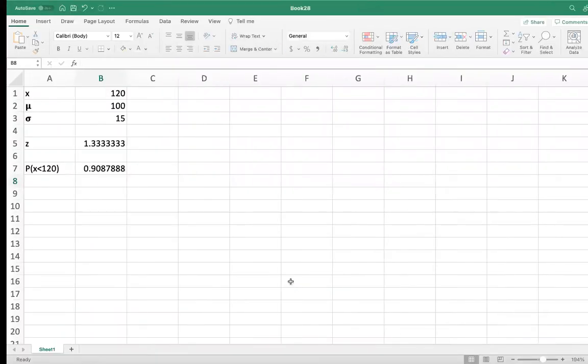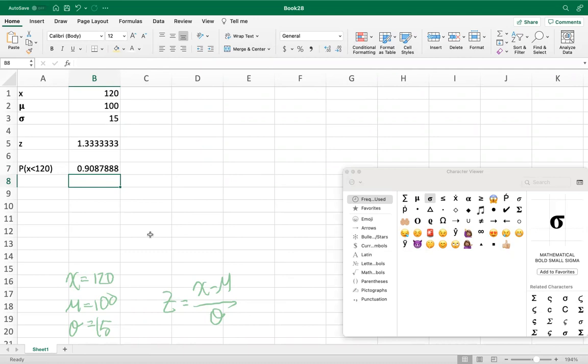0.9082. That's exactly what we had over here. Oh, actually, we got something a little bit more accurate, because we didn't just use 1.33. We used 1.33333.